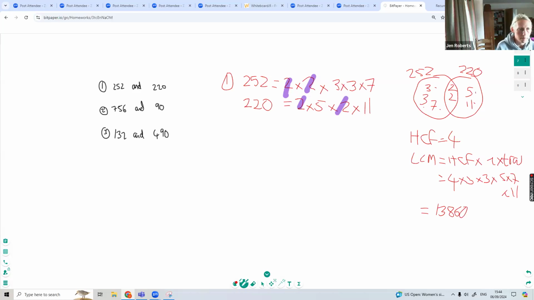Okay, for 2, you're 756. When you did your prime factors here, you should have got 2 times 2 times 3 times 3 times 3 times 7. Again, let me check that: 2 times 2 times 3 times 3 times 3 times 7 is 756. And for your 90, you should have 2 times 5 times 3 times 3.